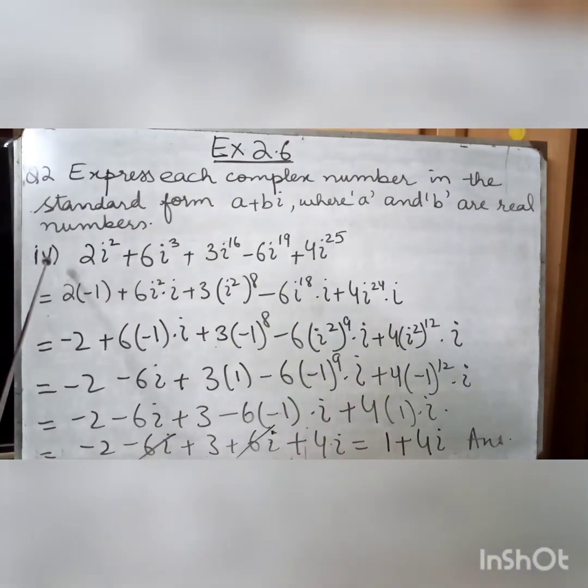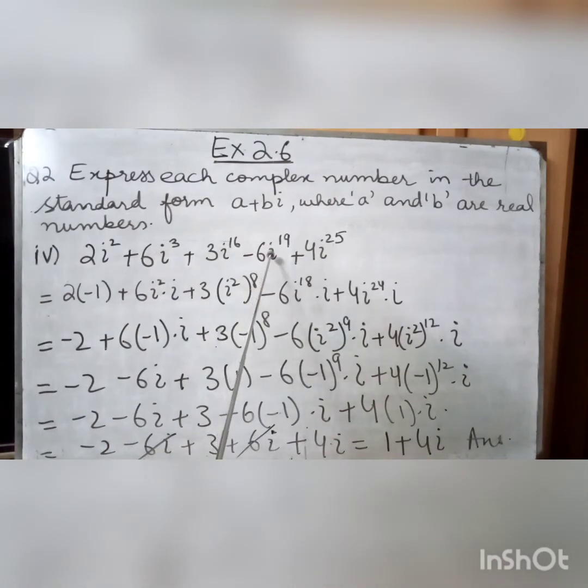Part 4 of question number 2. 2 iota square plus 6 iota cube plus 3 iota 16 minus 6 iota 19 plus iota 25. After simplification, we have 2 minus 1, iota square becomes minus 1.